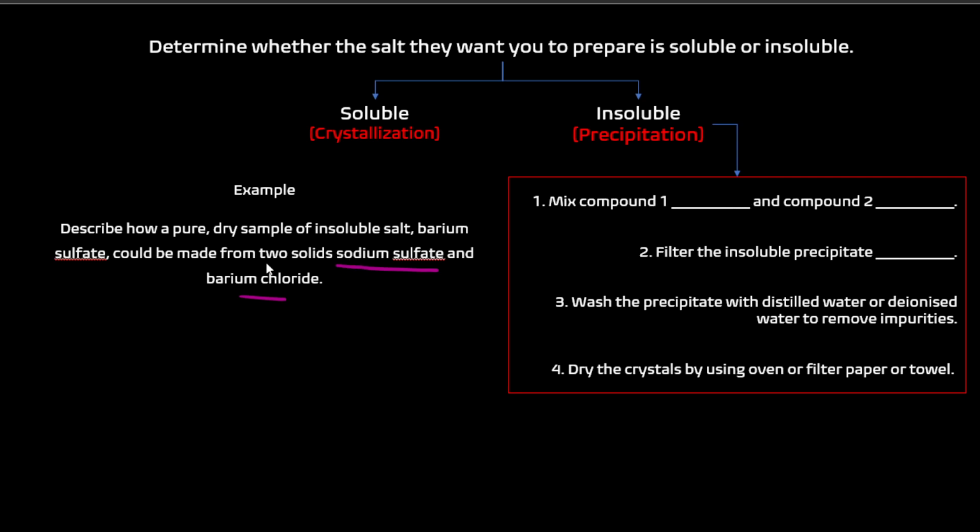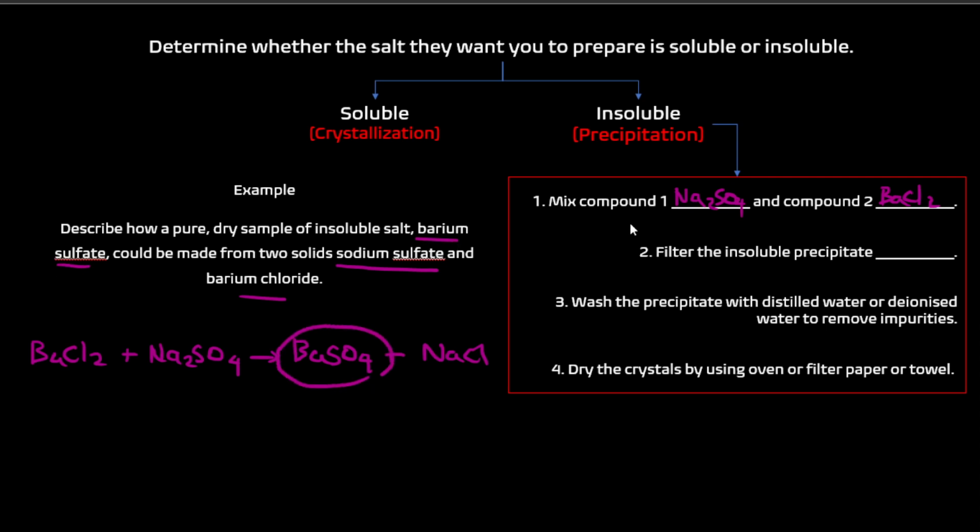In this case, compound 1 is sodium sulfate, Na2SO4, and compound 2 is your barium chloride, BaCl2. Try to write down a very brief equation on your own so that you know what your insoluble precipitate is. So it will be BaCl2 plus Na2SO4, and you will get BaSO4 plus NaCl. So here you already have your insoluble precipitate, BaSO4.